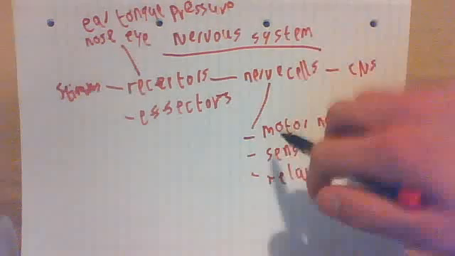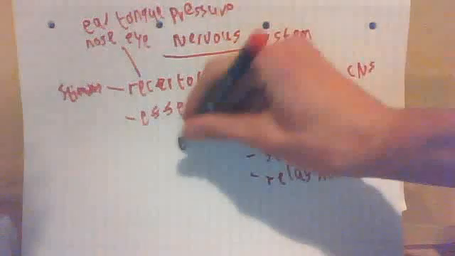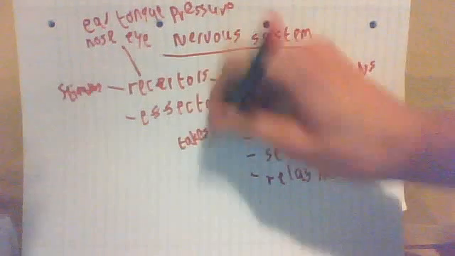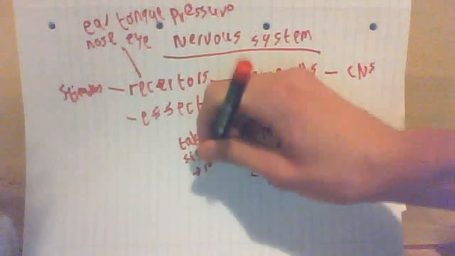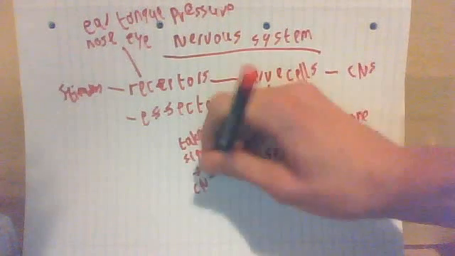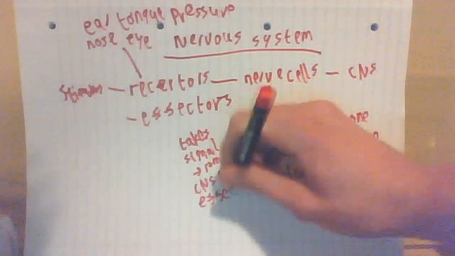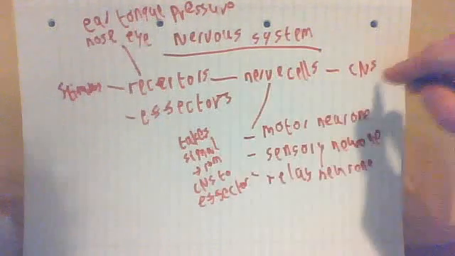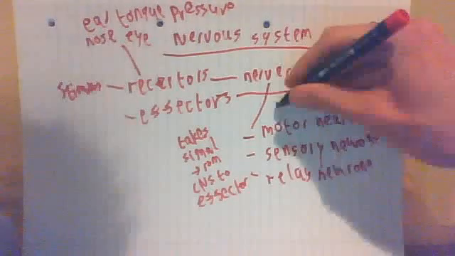Right, so first of all, what is a motor neuron? Well, a motor neuron takes signal from CNS to effector. Which means that our motor neuron links this CNS to our effectors down here. So right on this line, motor neuron.